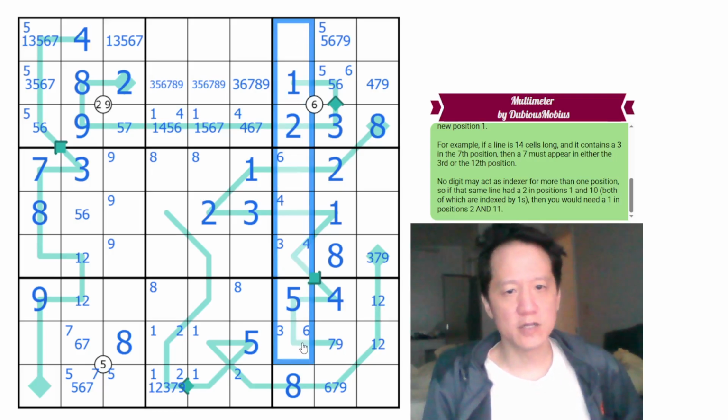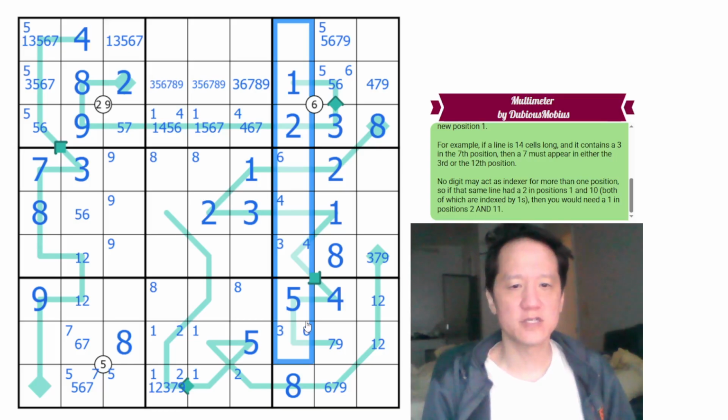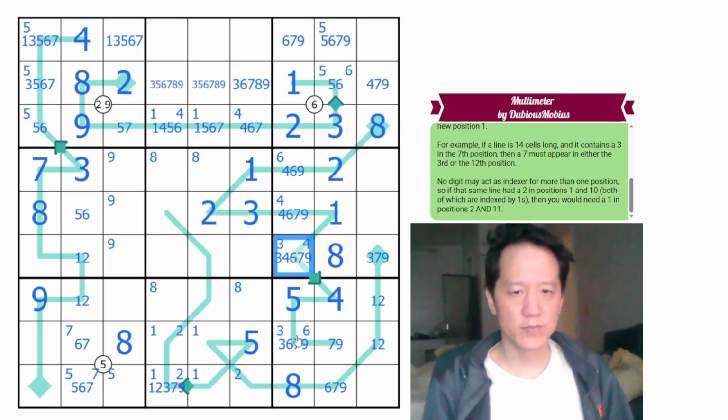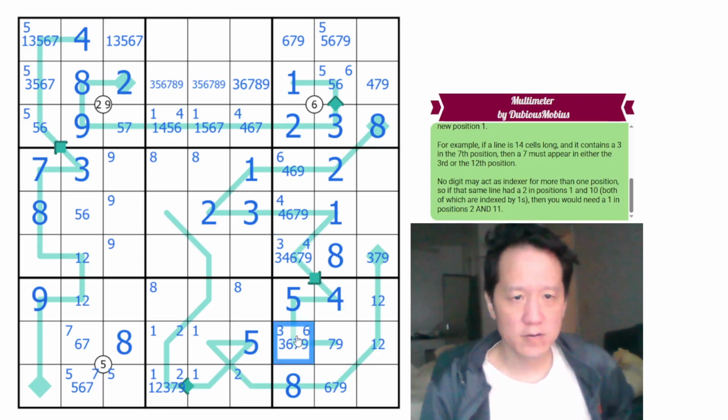Remaining digits in column 7 are 3, 4, 6, 7, 9. Okay, let's just fill them out. 3, 4, 6, 7, 9. But this can't be 4. This can't be 3 or 7. 3, 6, 7, 9 because it can't be 4. This can't be 3 though. So if this is 3, this would have to be 9.